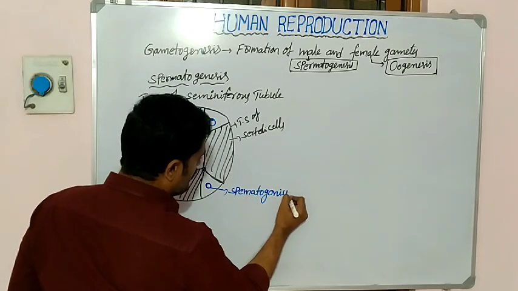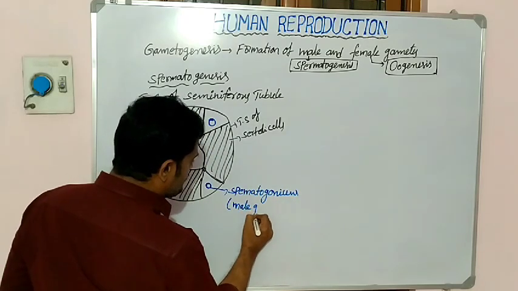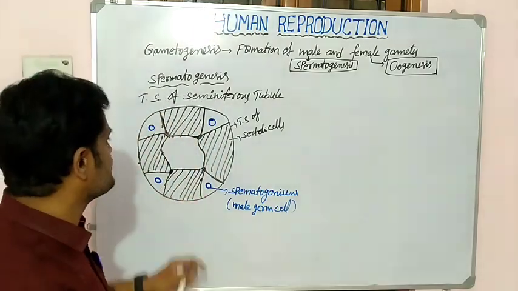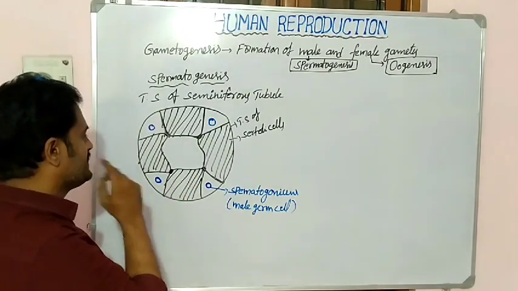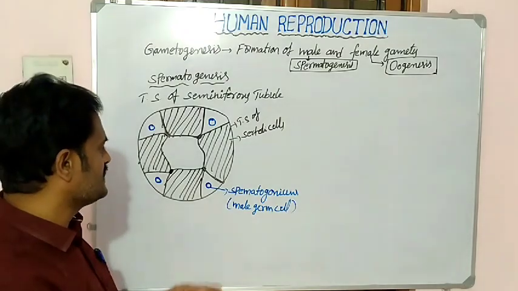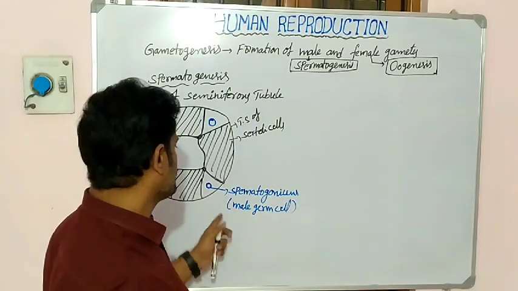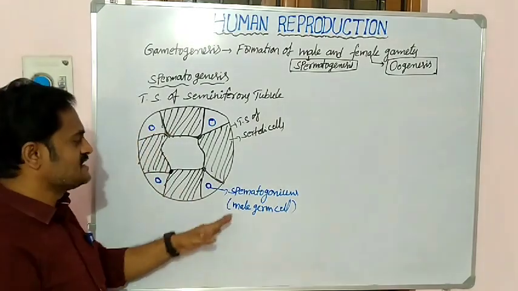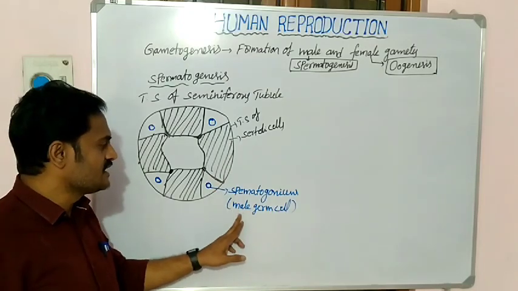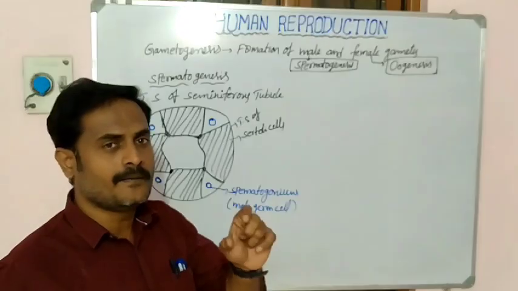Spermatogonium. So, the spermatogonium is a male germ cell. In between the Sertoli cells, some specialized structures are present. These specialized structures are called spermatogonium. The spermatogonium is responsible for producing the sperm cells, so it is also called a male germ cell. How does the spermatogonium produce the male cells?